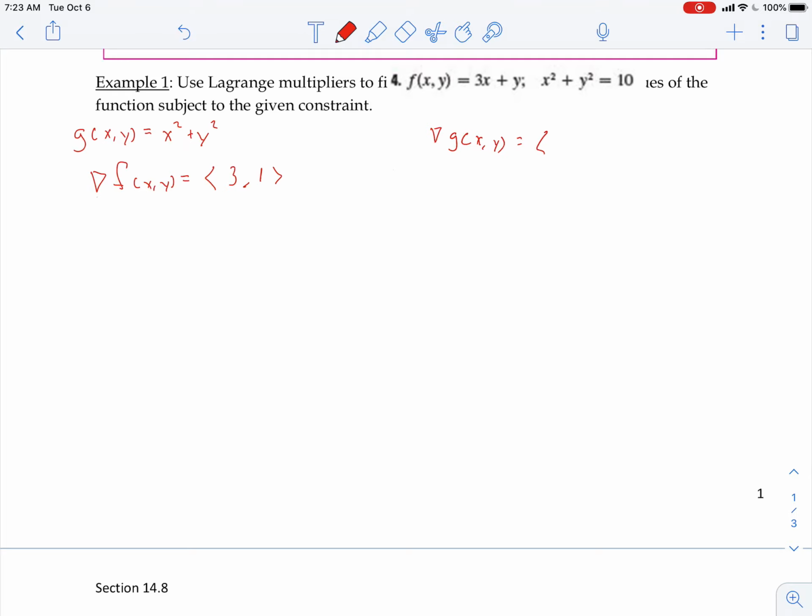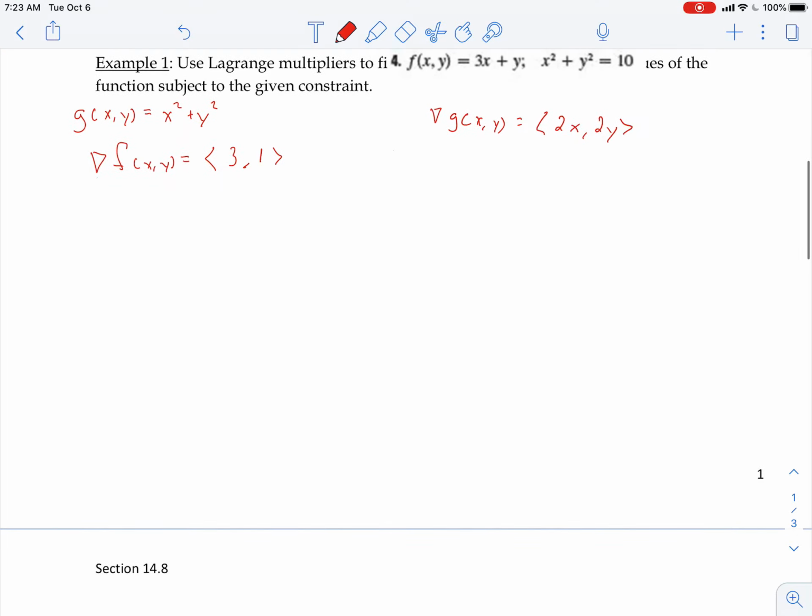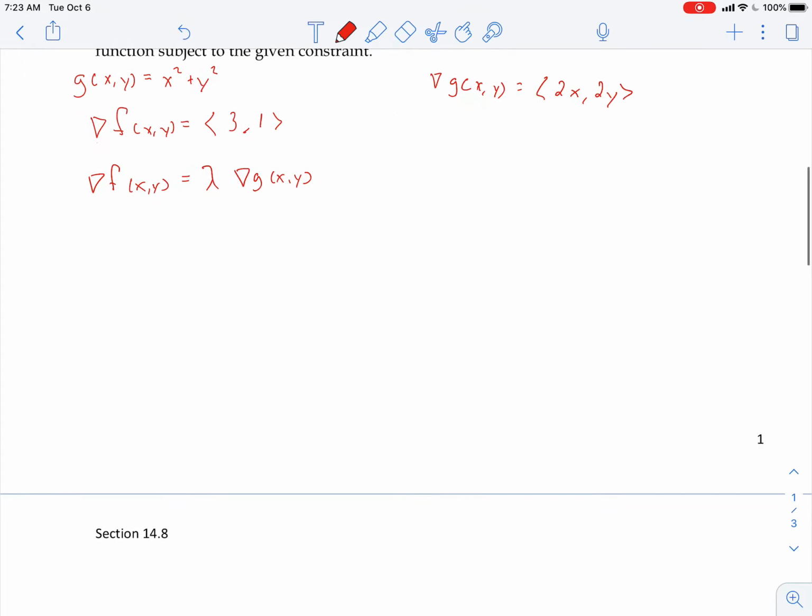Gradient of g, which is just going to be the vector 2x, partial derivative with respect to x, partial derivative with respect to y. Alright, and again, if you recall, to find our Lagrange multiplier, it's just going to be the gradient of f of x, y is equal to lambda, the gradient of g of x, y. And then we're going to go ahead and set those equal. So 3, 1, and a lambda times 2x, 2y.